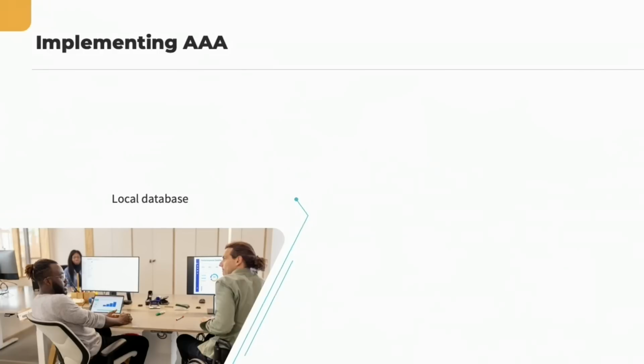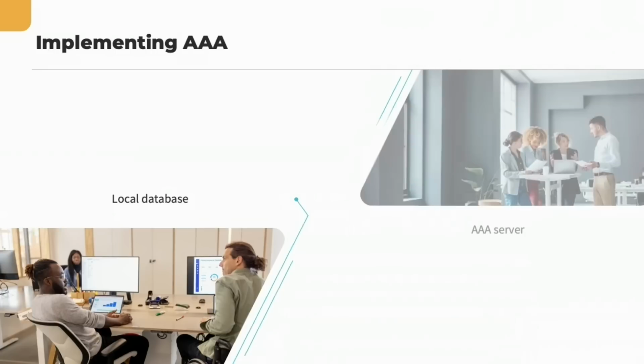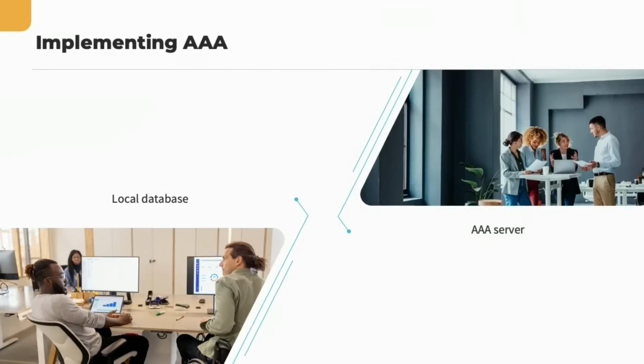For example, a wireless access point or a network router can maintain all three services to track which users are connected, at which times, for how long, and what activities they performed during that session. But the most robust implementations use a dedicated AAA server.